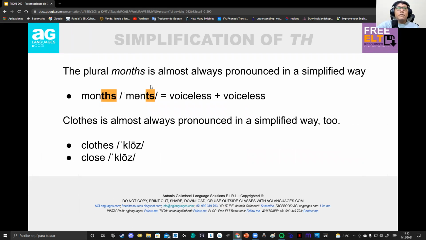Okay, it says the plural months is almost always pronounced in a simplified way. Months. So whenever you have a TH plus an S, don't overcomplicate things with months because it's complicated. Just say months, months, months. Clothes is almost always pronounced in a simplified way too. Not clothes, because it's difficult to make that change. So you say clothes. That's it.